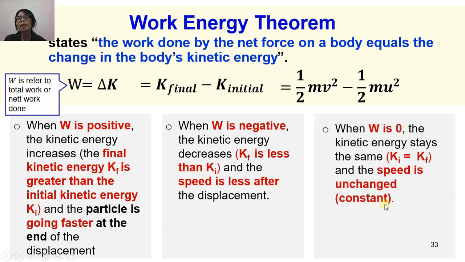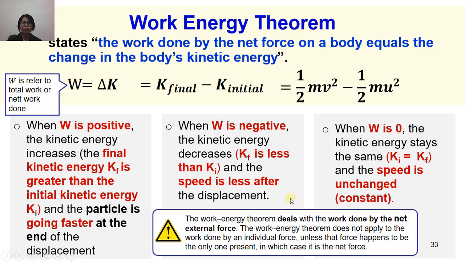Then we might also have work W equal to 0. What is implied by W equal to 0? It tells us that the kinetic energy stays the same. The K initial and the K final are the same, so the speed of the object doesn't change along the displacement. So be careful when we apply the work energy theorem. We have to bear in mind that the work done is the work done by the net, the resultant force. It shouldn't be applied to just one of the individual forces that act on that particular system.